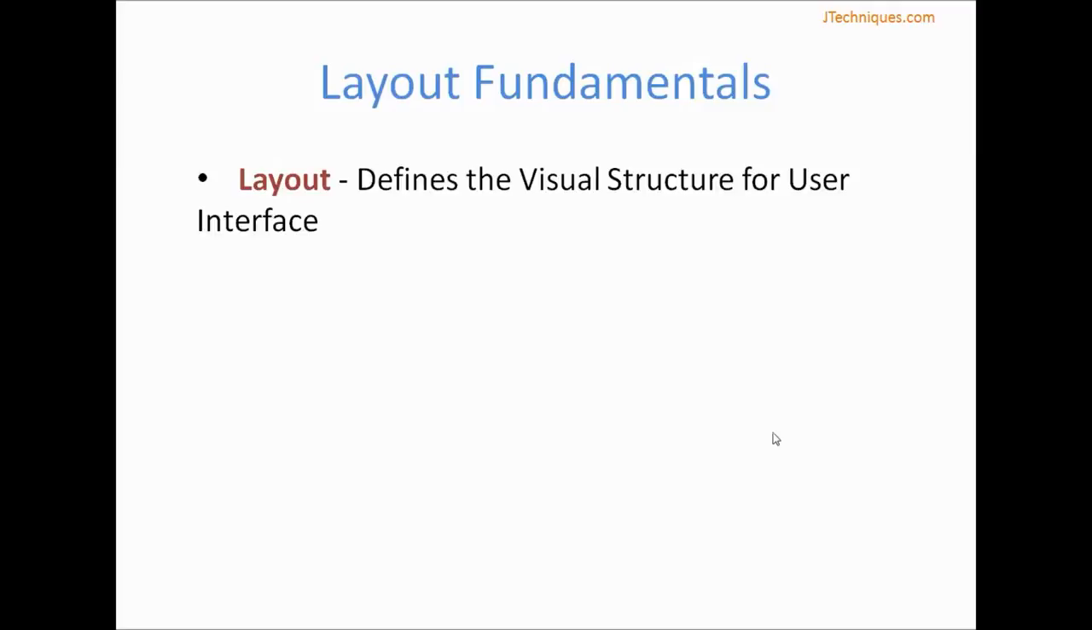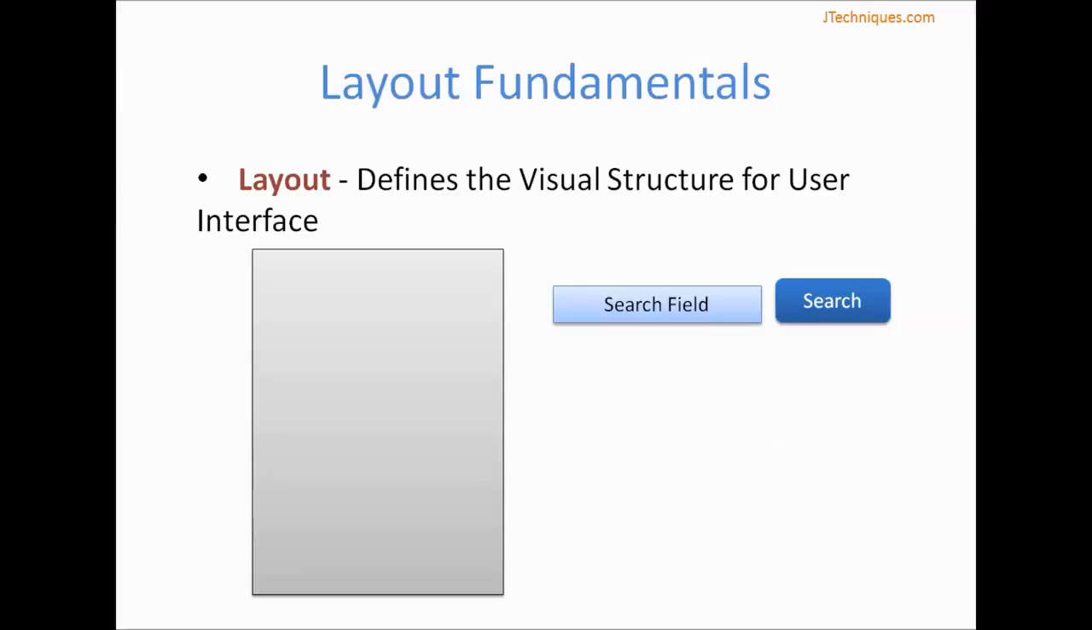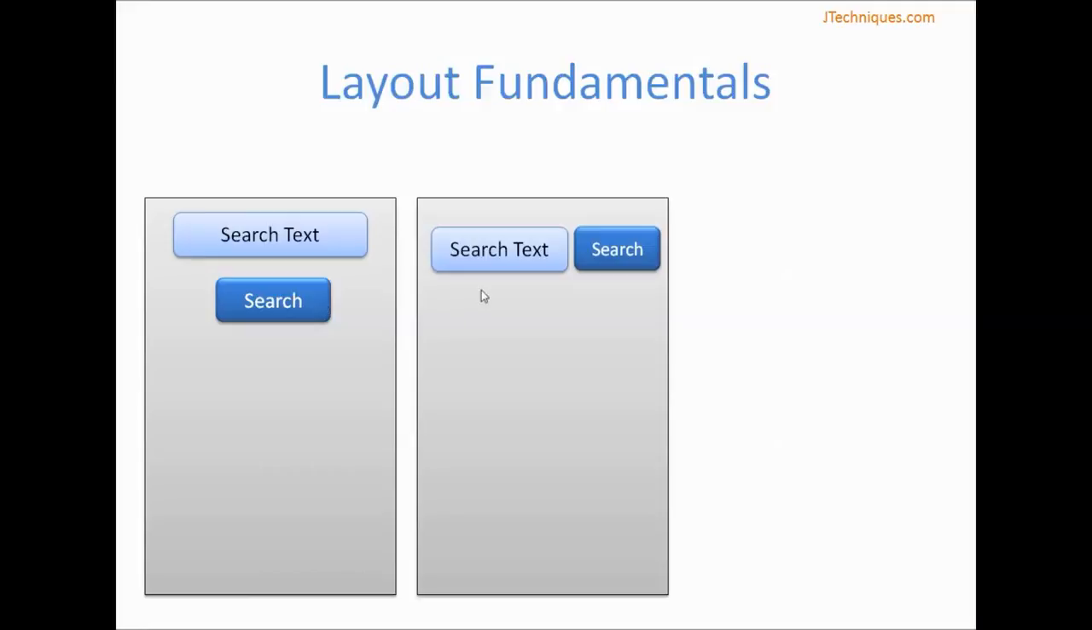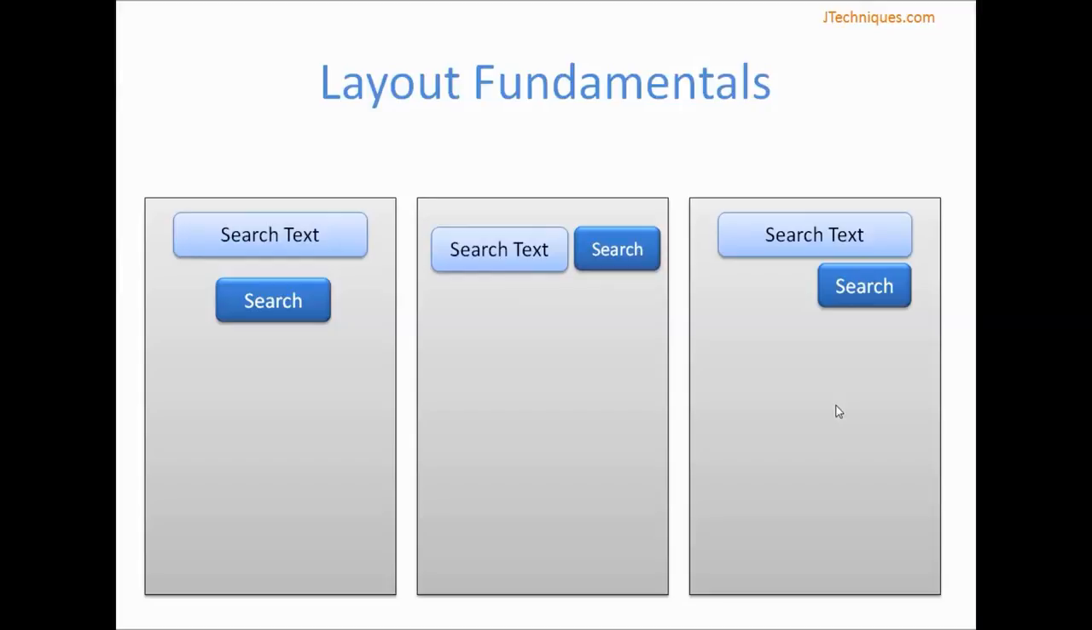What is a layout? A layout defines the visual structure of a user interface. A layout organizes our elements on the screen to create a view. Let's say we have two fields, a text field and a button. We can place them on the screen in many different ways. We can place them one below the other and align them in the center of the screen, or we can place them next to each other on the same line, or we can place them one below the other and align them to the right side of the screen.